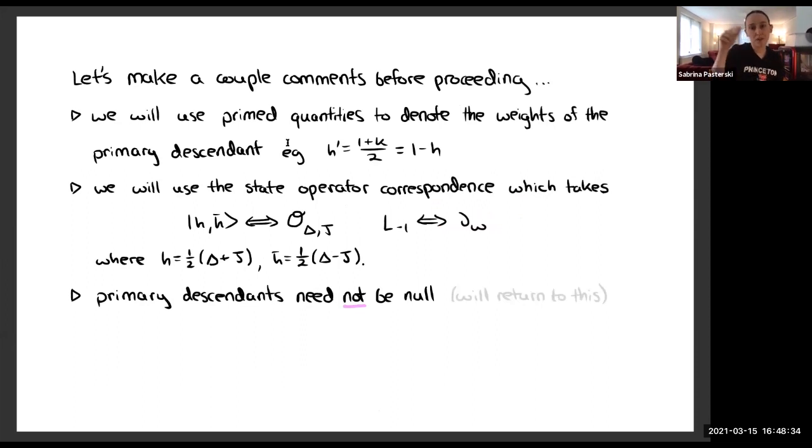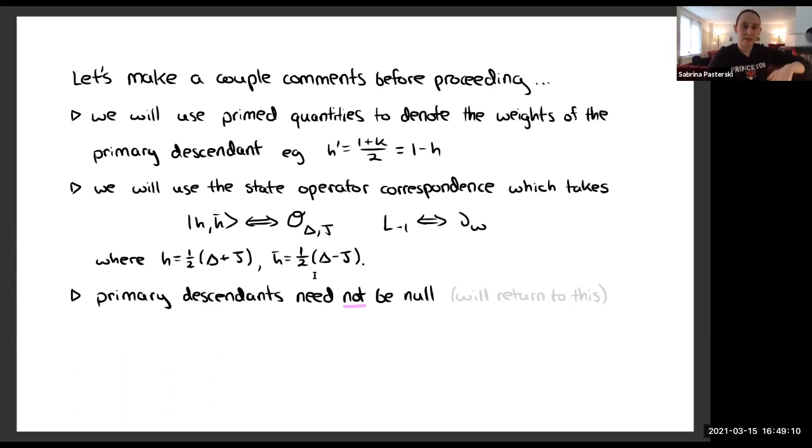Let's make a couple of comments before I keep going. Every time I have a primed quantity, I'm referring to the child, the primary descendant of the primary that had weights h and h bar. And those primary descendants are going to be related by a Weyl reflection of h. Also, at some points I'll go back and forth between writing everything in terms of the state with a definite weight and using the state-operator correspondence, sometimes mixing h's and deltas and J's. When I do that, everything I'm talking about with regards to SL2C descendants just becomes w derivatives or w bar derivatives hitting my original primary.